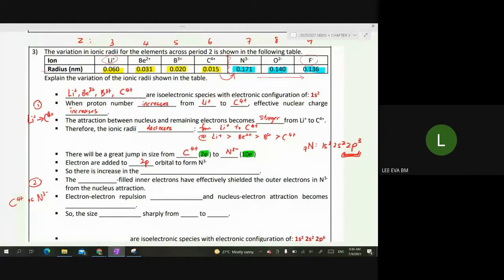Increase in what? Principal quantum number. Okay, accepted. Or we can say increase in the number of electrons. Nampak? Dia punya electron bertambah. So, increase in the number of electrons. From the original 7 electrons, we added 3 electrons to become 10 electrons.